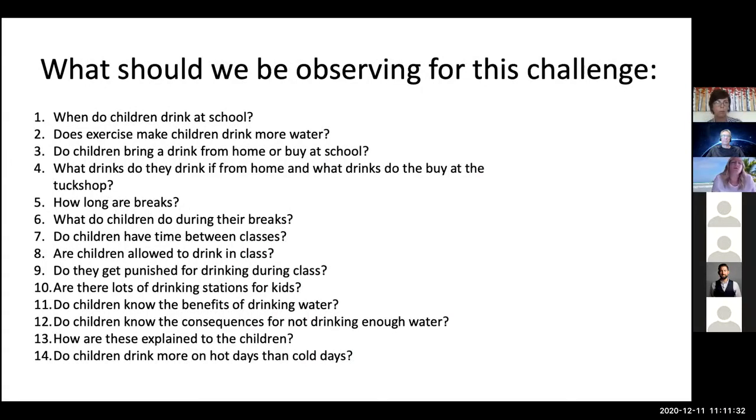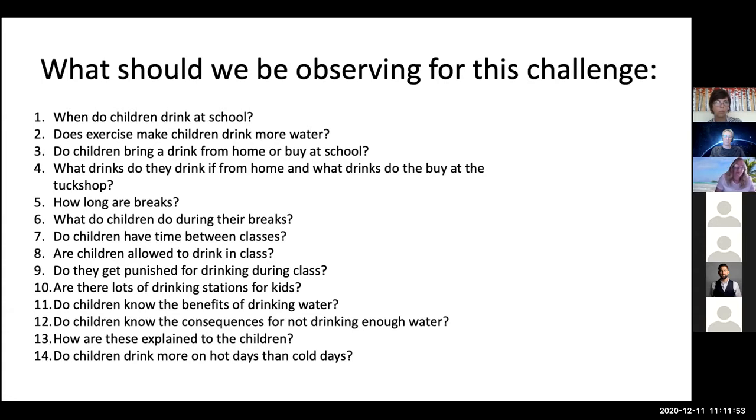Our next thing is observation. So what would we need to be observing if we're trying to solve this challenge? We would need to know, when do children drink at school? Do they drink when they exercise? Do children bring drinks from home or school? What drinks do they drink if they come from home? How long are their breaks? What do children do? And you can just read through that list of different observations.